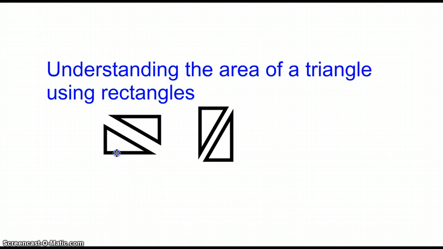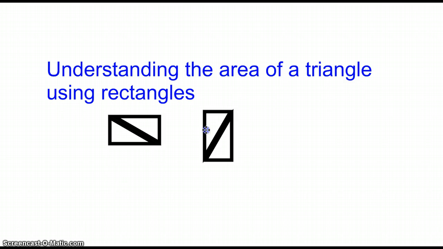I have two sets of triangles here. If I pull one set together, obviously it forms a rectangle. If I pull this other one here, it will form a rectangle as well. So if we can take a look at rectangles and help us find the area, that will help us find the area of a triangle.